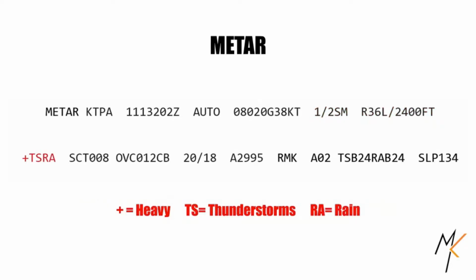These symbols and letters indicate current weather. The plus sign means it's heavy. If it were to be light, you'll see a minus sign instead. TS means thunderstorms, while RA means rain.